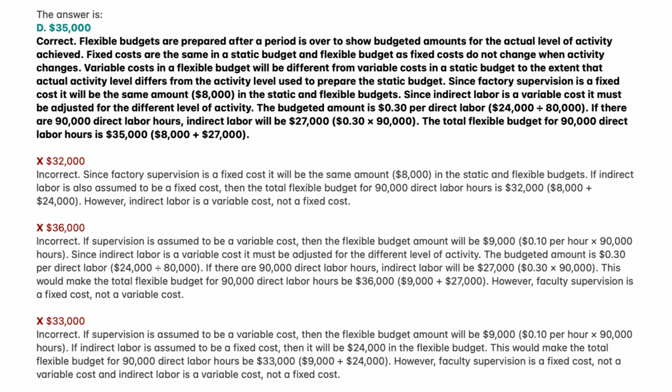The budgeted amount is 30 cents per direct labor hour, $24,000 divided by 80,000. If there are 90,000 direct labor hours, indirect labor will be $27,000, 30 cents times 90,000. The total flexible budget for 90,000 direct labor hours is $35,000, $8,000 plus $27,000.